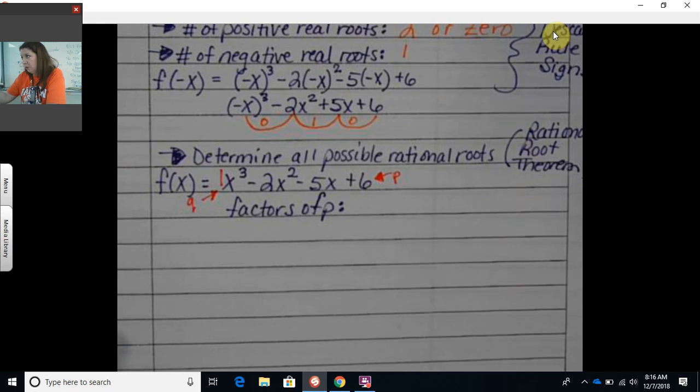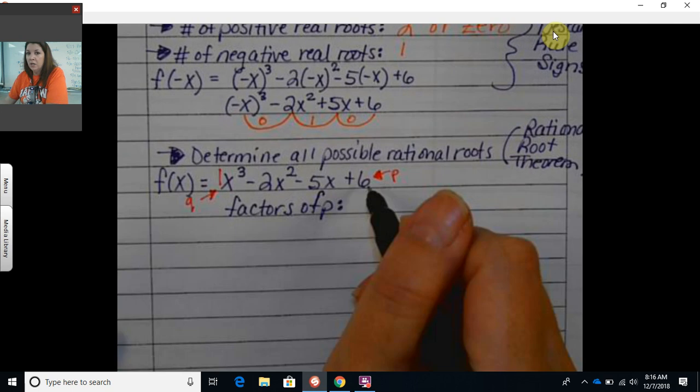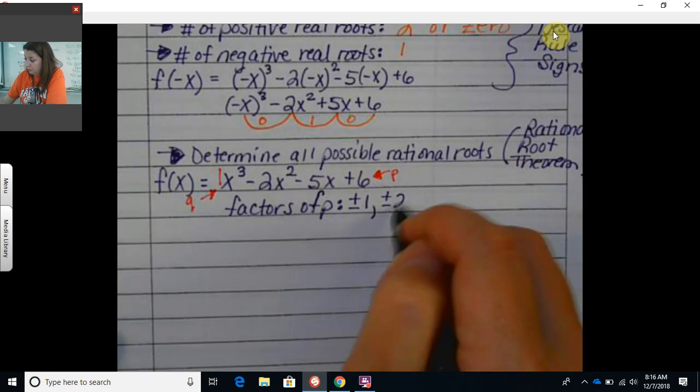Just you want to make sure you don't leave anything out. So I like to think of what are all the numbers that divide into 6 evenly. Okay? So I know positive and negative 1, positive and negative 2, positive and negative 3, and positive and negative 6.